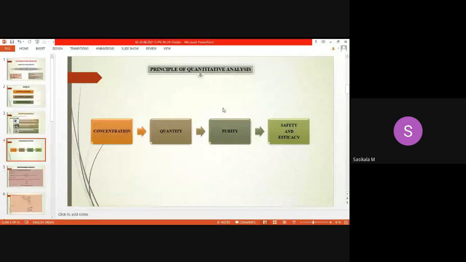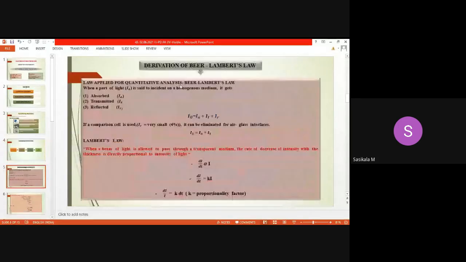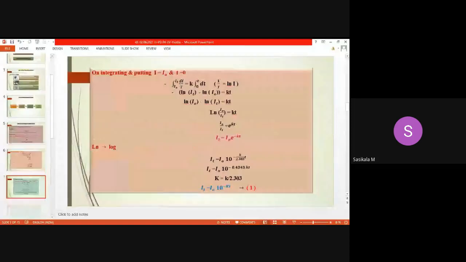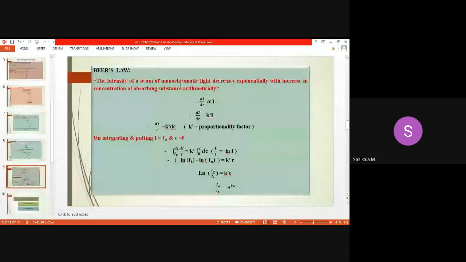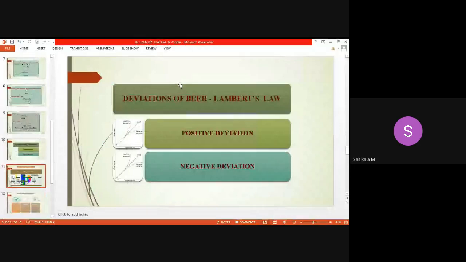Now let's see what Beer-Lambert's law is and how it is applicable in quantitative analysis. It is very important. You will be getting the derivation, deviations and limitations of Beer-Lambert's law. You have to learn this derivation, deviations and limitations. These are all important. You may get them in a 10 mark or 5 mark question for sure.